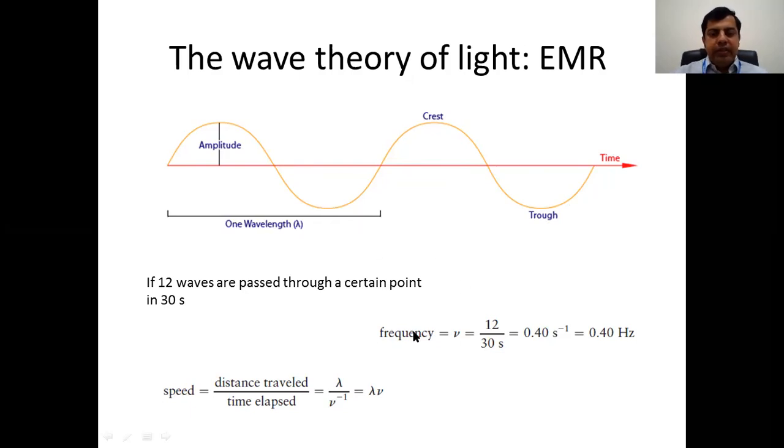Now the next is, what is the frequency? Frequency is the number of waves passing through a certain point. Let's suppose this is the wave, and it is passing through this point or this point. How many waves are passing through this point in a specific time? That is called the frequency. Let's suppose 12 waves are passing through a certain point in 30 seconds. So what will be the frequency? 12 waves per 30 seconds. So the frequency is 0.40 per second. That means 0.40 wave per second.